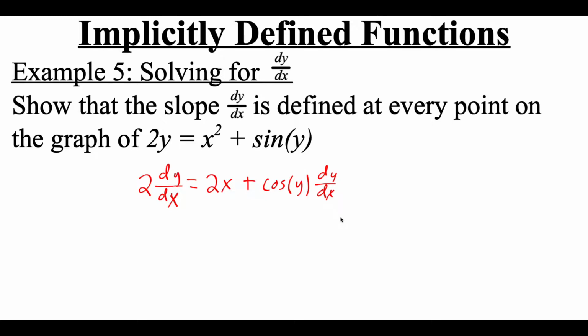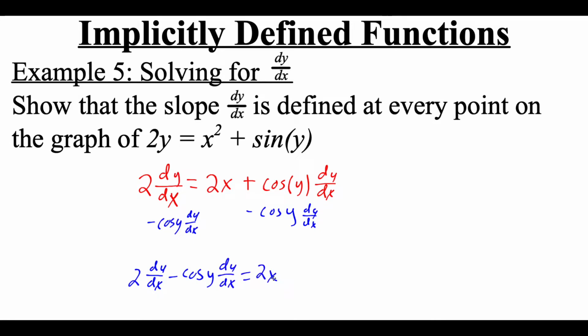Now we need to solve to get dy/dx alone. What we should notice is that we have two terms in there that both have dy/dx in them. So we're going to gather both of those on the left-hand side. I'm going to subtract this cosine of y times dy/dx over to the left-hand side. That's all one term together, so when we move it, it has to move together. Then I get 2 dy/dx minus cosine of y dy/dx equals 2x.